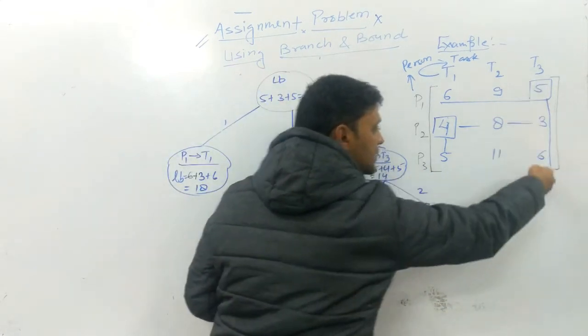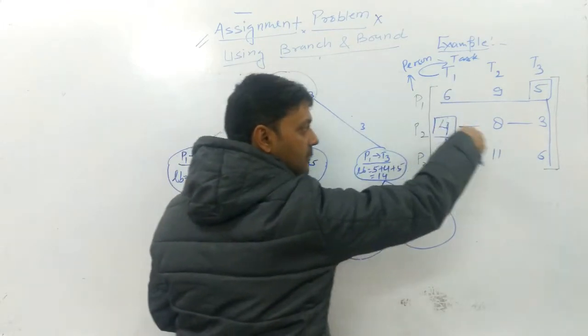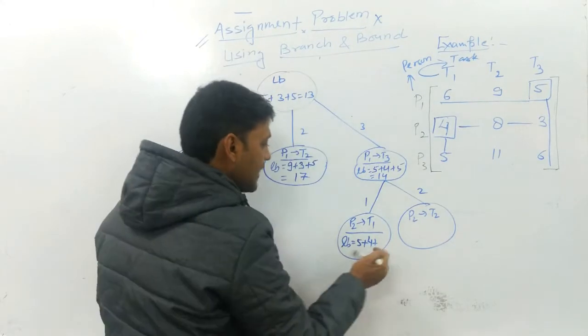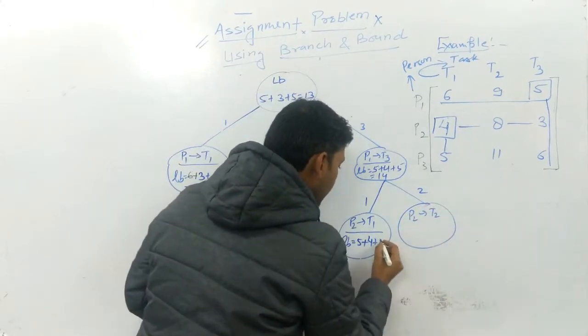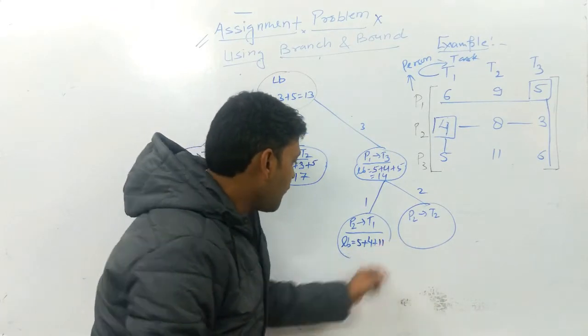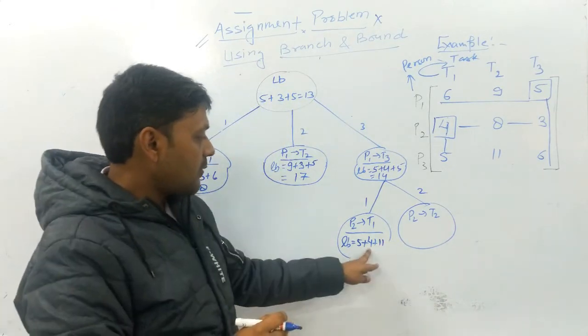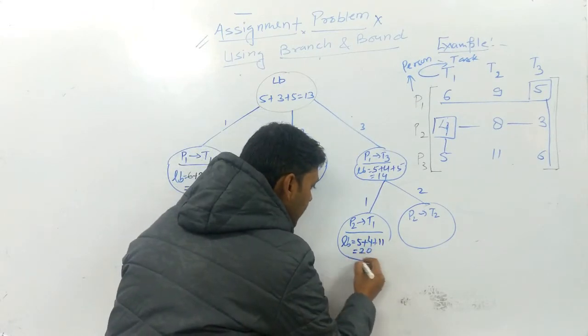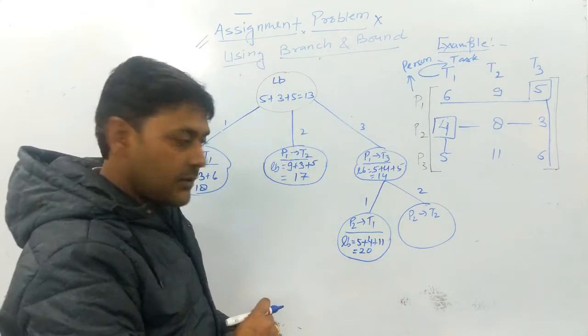Okay, because the first column and last column are fixed and this row is fixed, that means you write the value 11. If it is 11, then what is the value of the lower bound? The lower bound value is 20. Okay, this value is 20. Okay, next one is 20.